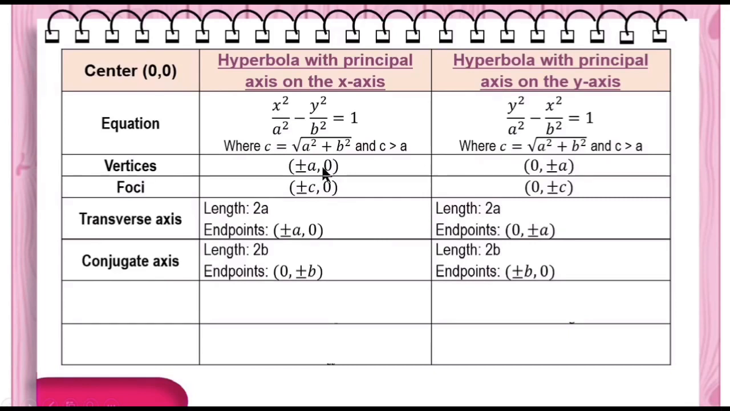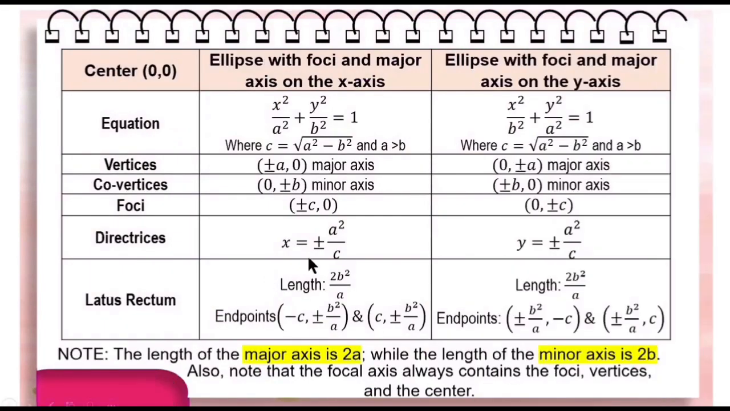Kung nasa x-axis ang vertices at foci, nasa y-axis naman ang endpoints ng conjugate axis. At kung nasa y-axis naman ang vertices at foci, nasa x-axis naman ang endpoints ng conjugate axis. The directrices are x equals plus and minus A squared over C kung nasa x-axis at y equals plus and minus A squared over C if the axis is on the y-axis. Same ang equation ng directrices ng hyperbola at ellipse, plus and minus A squared over C.